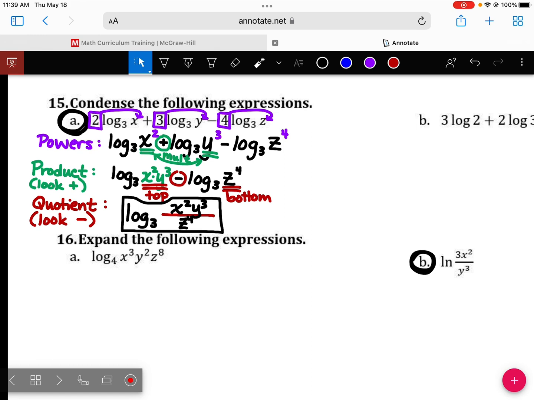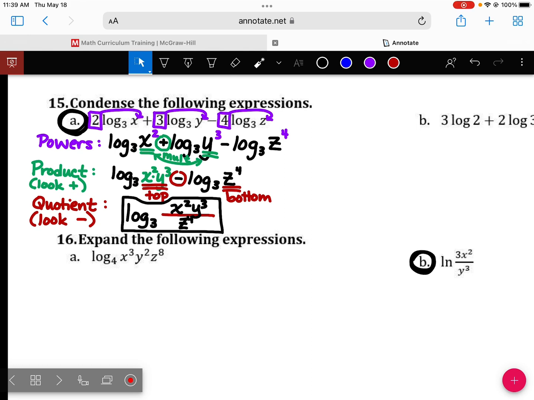Number 16, we're expanding. So basically on B, you would do the power, put it back, and then you do the product. Since it's an addition, you would multiply them together, and then it would just stay at that because there's no subtraction. That's exactly right. So then for 16, we're going backwards. So I'm going to do everything in reverse.